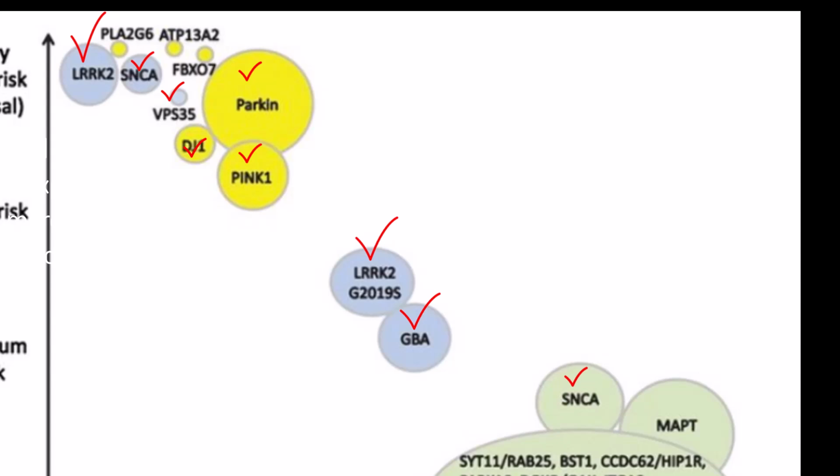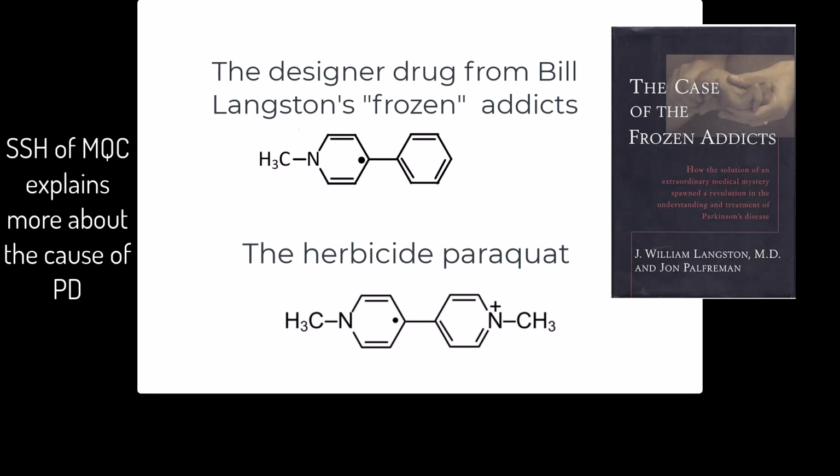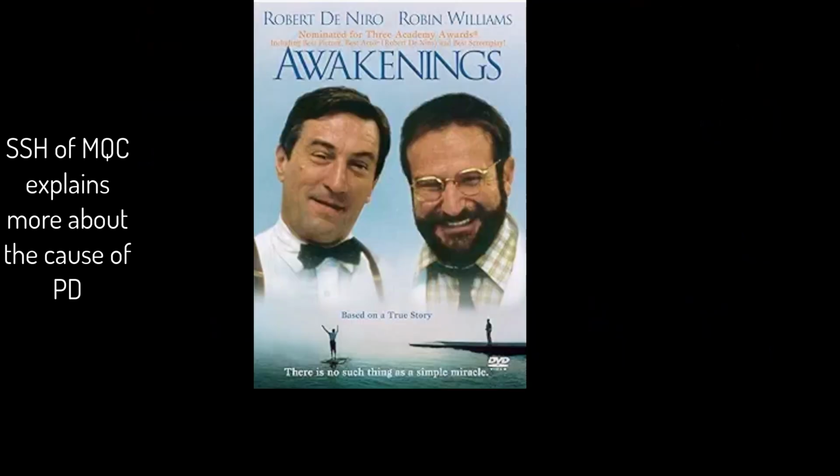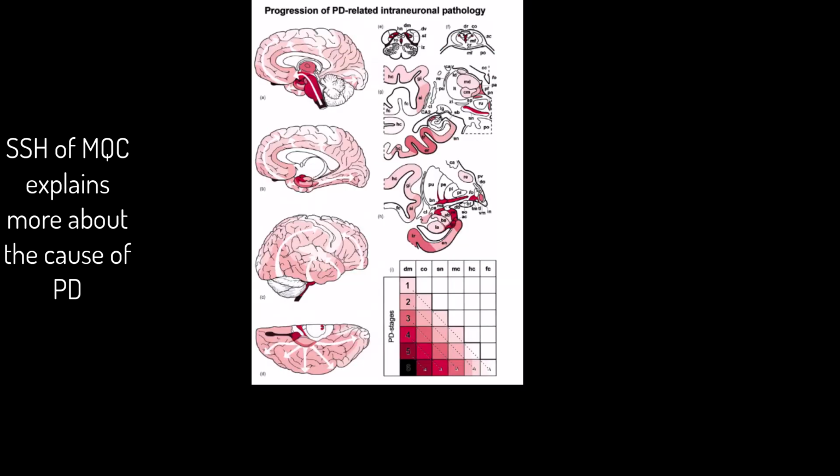The mechanism of initiation by toxins can be understood through their interference with the superoxide sentinel hypothesis of mitochondrial quality control, or SSH of MQC. The mechanism of initiation by injuries and infections can be understood through their damage to mitochondria. These injuries and infections change the quality of the population of mitochondria. The mechanism behind the Braak staging hypothesis can be clarified.